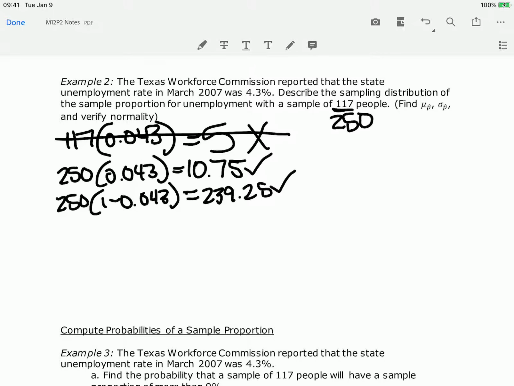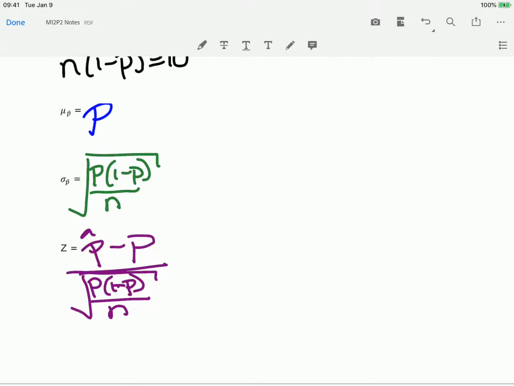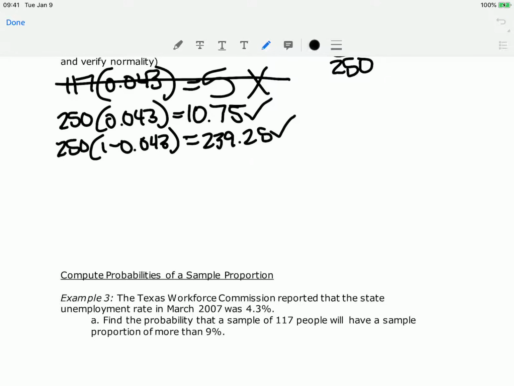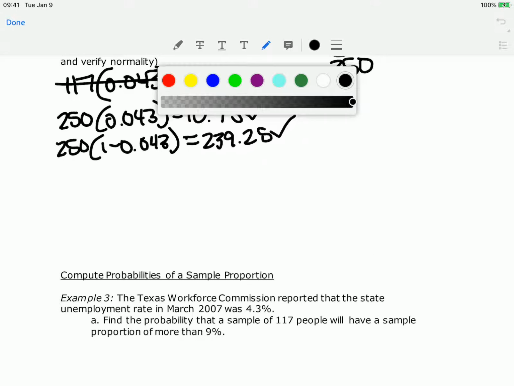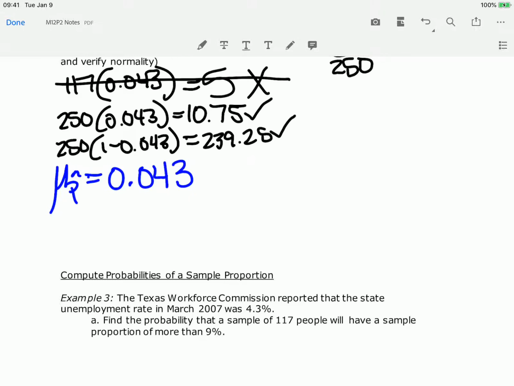So now we need to find the mean of p hat, which if we come back up here, we see that that's equal to p, which stands for the population proportion. So the mean of p hat is going to be equal to 0.043. Notice that I turned that 4.3% into a decimal. You can't do math with percentages. Turn it into a decimal first, then you can go ahead and do math.